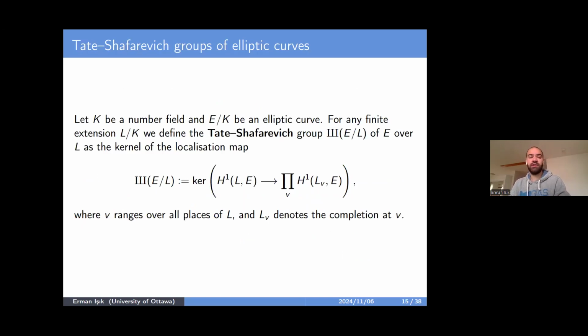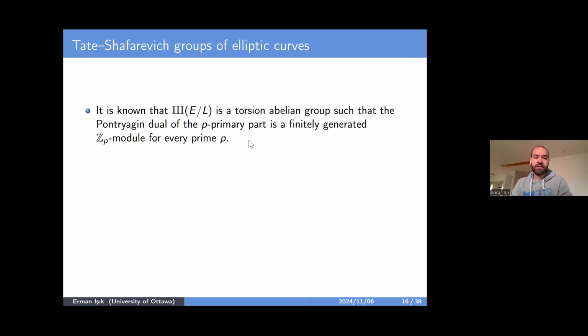So the first one is actually called the Tate-Shafarevich group, and it is defined as follows. So we have this, again, number field and elliptic curve defined over this one. And for any finite extension, the Tate-Shafarevich group is the kernel of the localization map between these cohomologies. And what we know about them is the Tate-Shafarevich group is a torsion abelian group. Also, the Pontryagin dual of the p-primary part is a finitely generated Z_p module. So we are heading towards what we want.